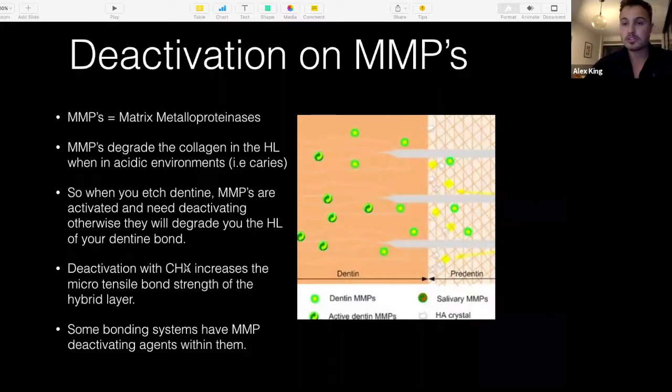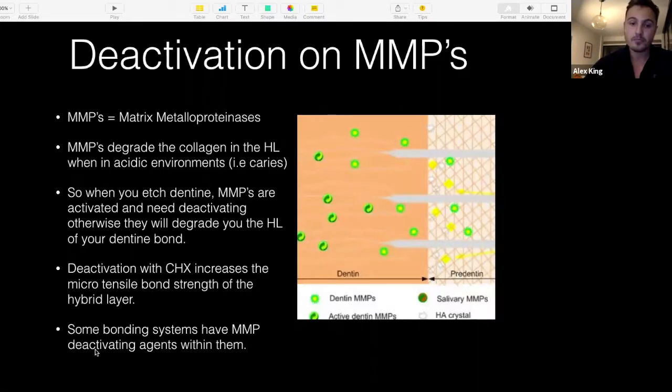So what you should do is cut your cavity, etch, then get chlorhexidine on a cotton wool pledget and rub the etched surface. This chlorhexidine will deactivate the MMPs. Rinse the chlorhexidine off. You still have your etched enamel and dentine. You've now deactivated MMPs, so you haven't lost any collagen in your hybrid layer, and then you use your bonding system and you'll have a great hybrid layer bond strength.